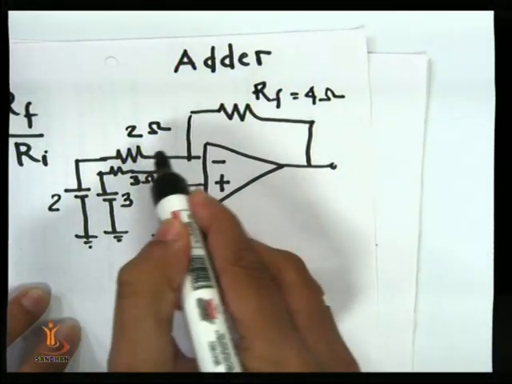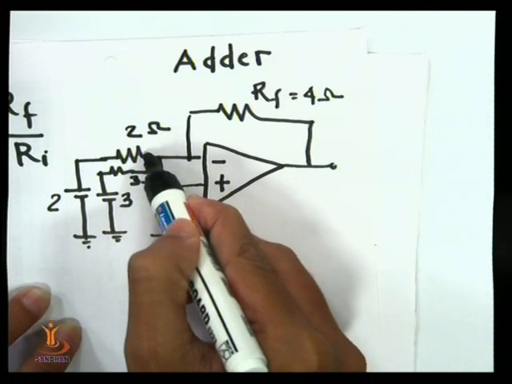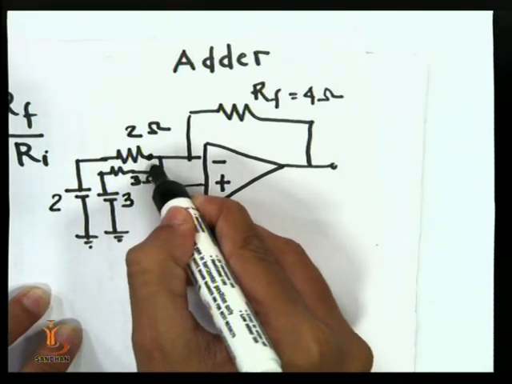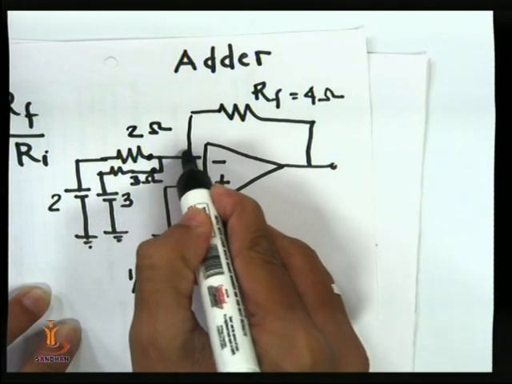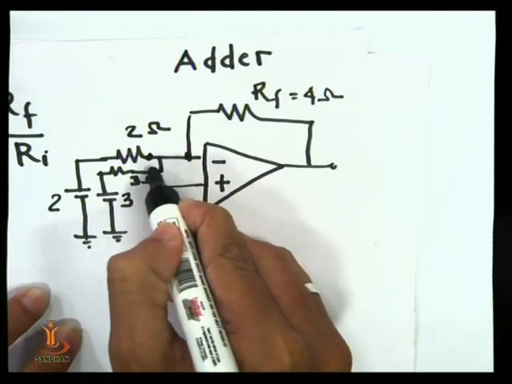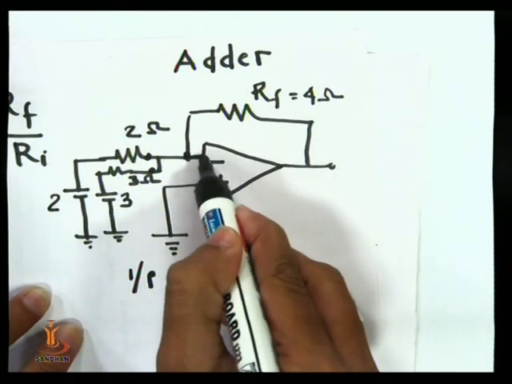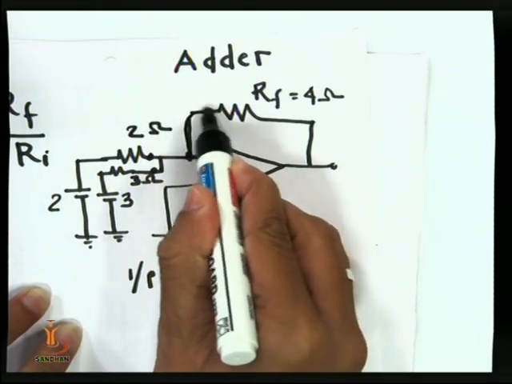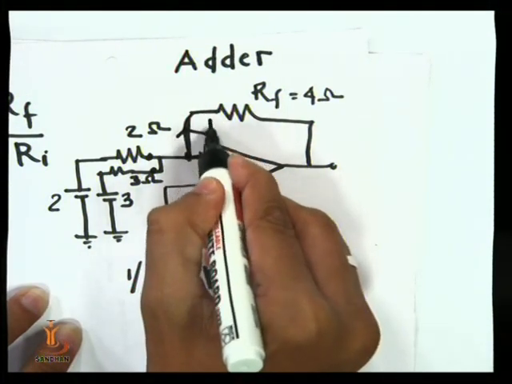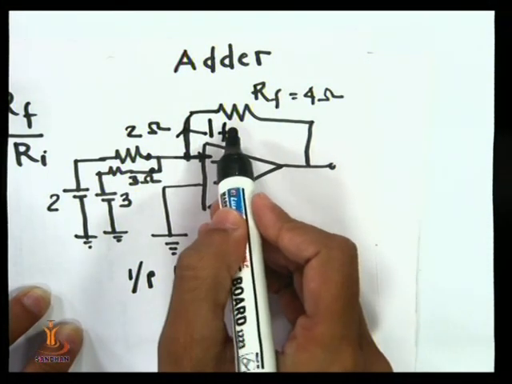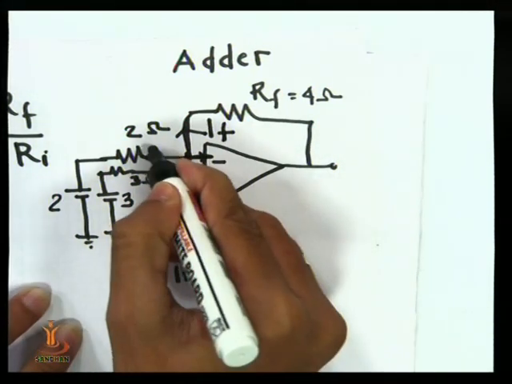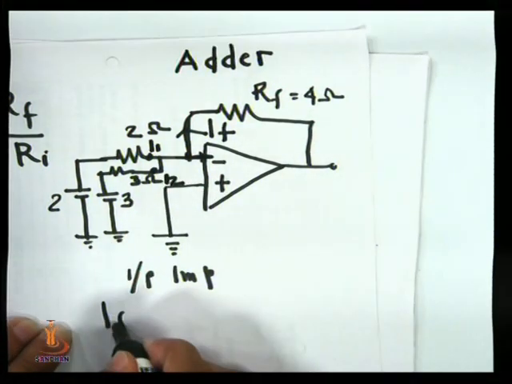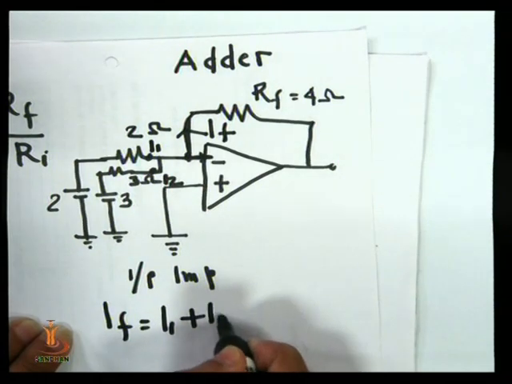So ideally, due to this 2 volt there is a certain current at this terminal, and at this terminal there is a certain current. But as we know, the input impedance of the op amp is very high, so that current is not going to flow into the op amp; it is going to flow through the feedback resistor. Suppose this is IF, the current flowing through the feedback resistor. Suppose this one is I1 and this one is I2, then IF is nothing but I1 plus I2.